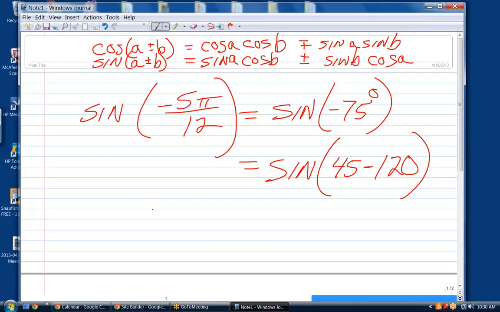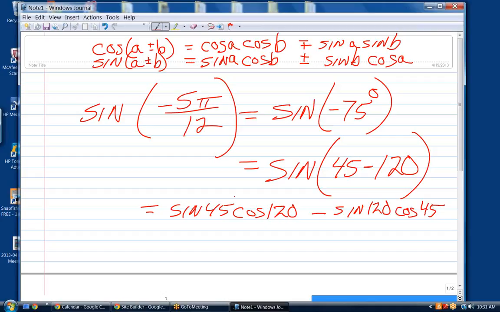Okay, so what do we got? Right here it's equal to, so we're going to use sine 45 times cosine negative 120. No, cosine 120, my bad. There you go. In other words, don't put the negative sign with that. We're doing a subtraction formula here. Minus the sine of 120 times the cosine of 45.